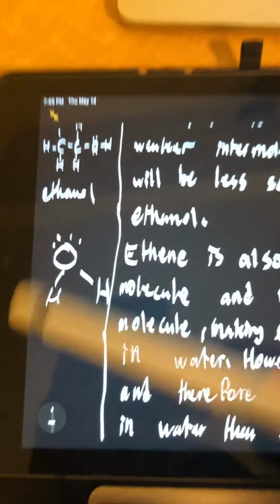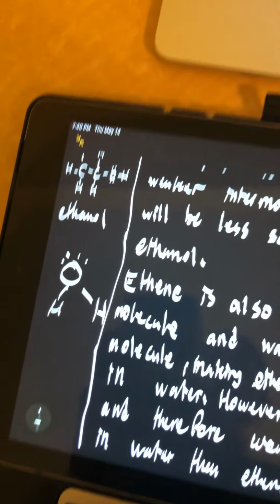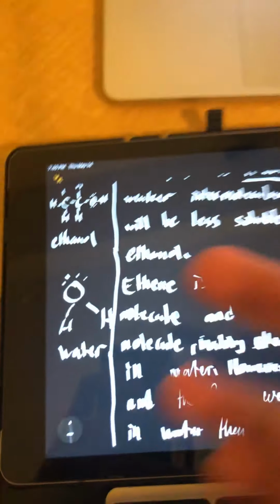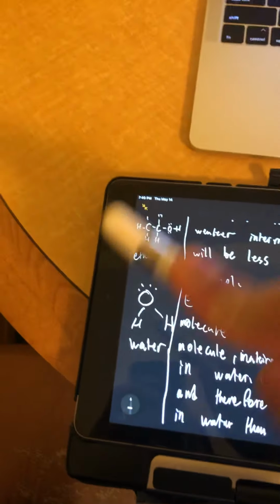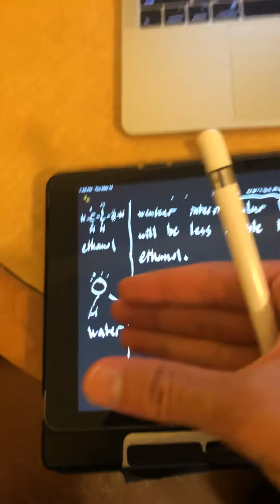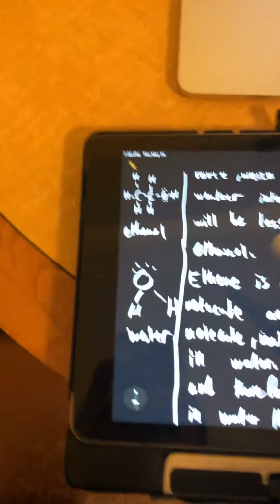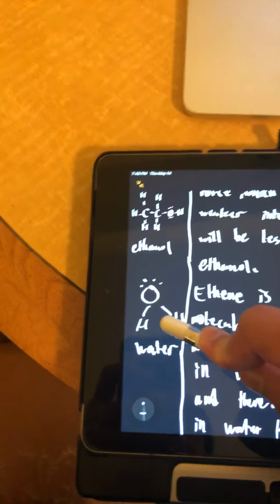This is water, and water is polar. It's clearly not symmetric, right? So since it's a polar molecule and like dissolves like, what that means is that if it's polar, then it will dissolve in polar molecules. If it's non-polar, then it will dissolve in non-polar. That's why ethanol was able to dissolve in the water while ethene was still a gas.